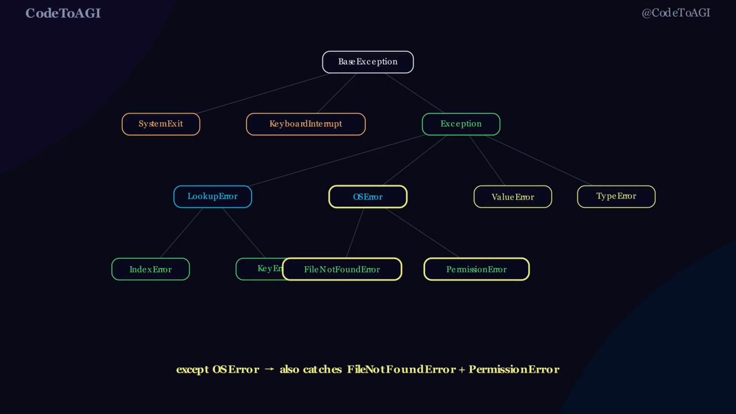A parent class catches all its children. Put specific children first in your except blocks. Put broad parents last. And never catch BaseException. That would catch KeyboardInterrupt and SystemExit, blocking your program from responding to Control-C.